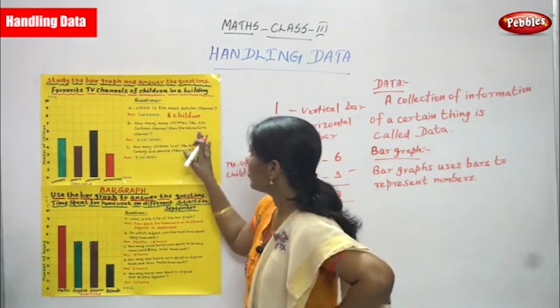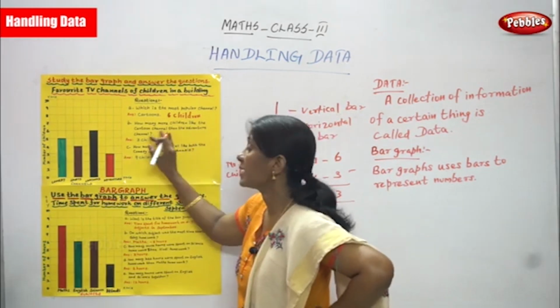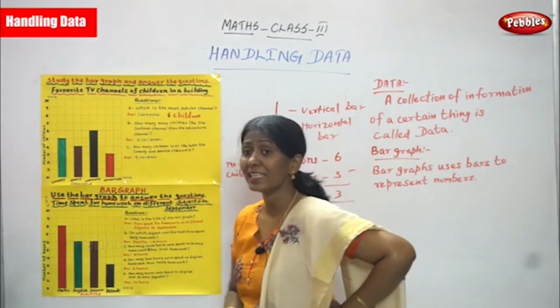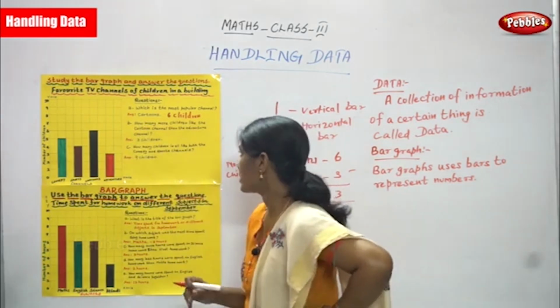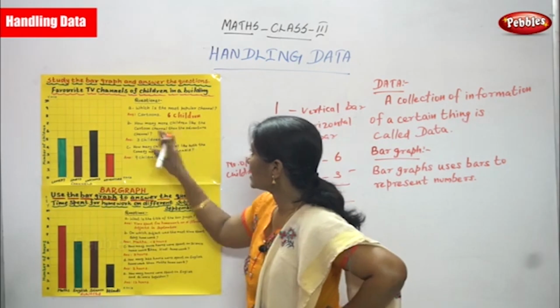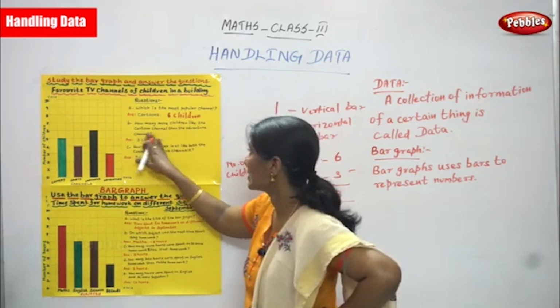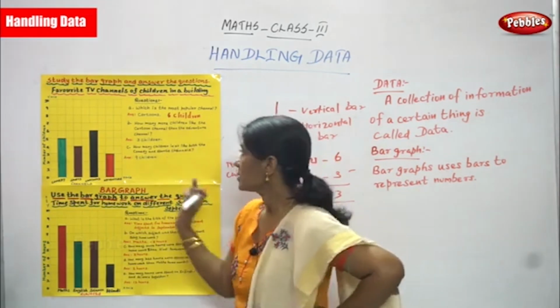The adventure channel is watched by only 3 children, but the cartoon channel is watched by 6 children. So 3 more children watch the cartoon channel, not the adventure channel. Comparing the cartoon and adventure channels, 3 more children watch the cartoon channel. This is the right answer.